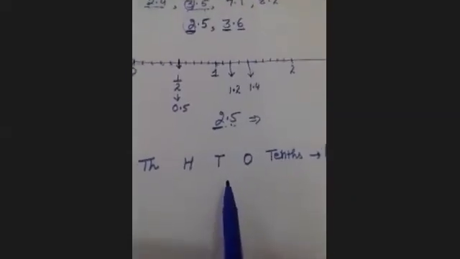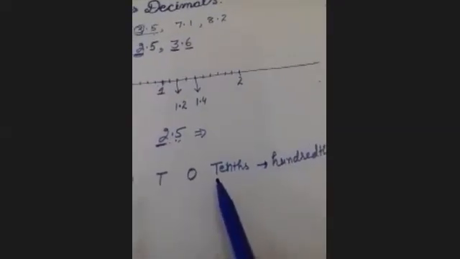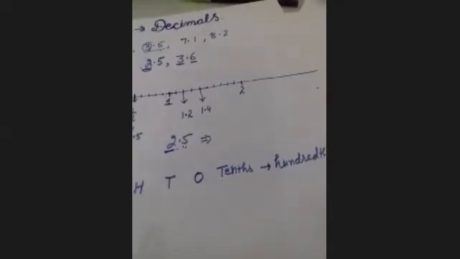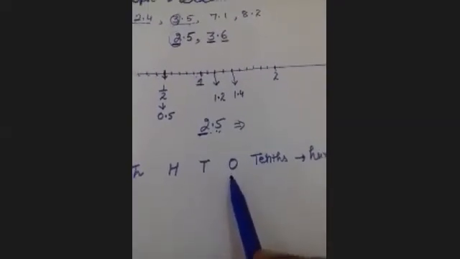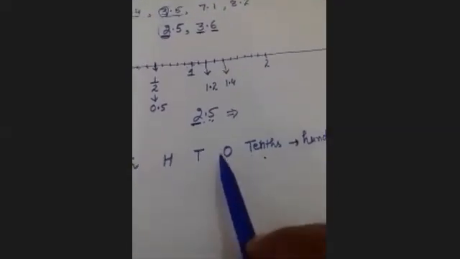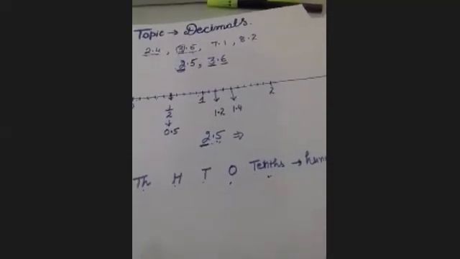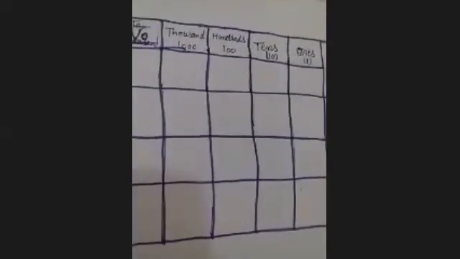So friends, according to your place value chart, our whole number lies to the left and decimal numbers lie to the right. Whole numbers start from ones. Decimal numbers start from tenths. The place values of whole numbers are ones, tens, hundreds, thousands, ten thousands, and decimal places are tenths, hundredths, thousandths. Now prepare a table. I have already prepared the table of decimal numbers. The blue portion shows the whole numbers and the green part shows the decimal numbers.